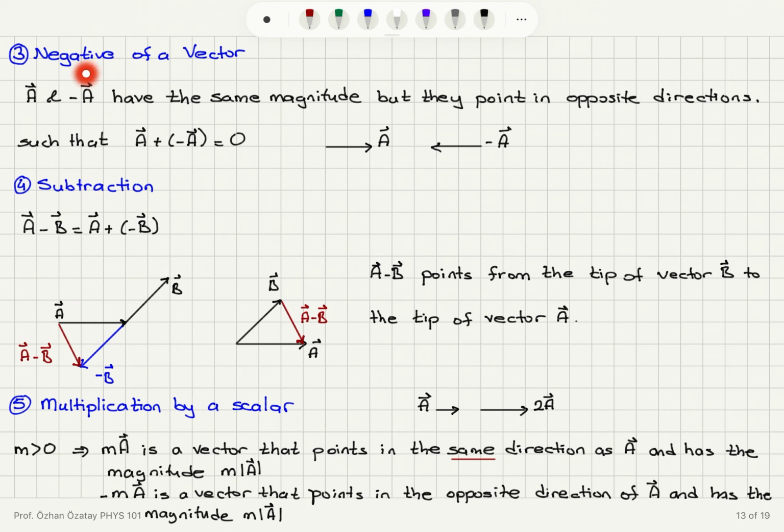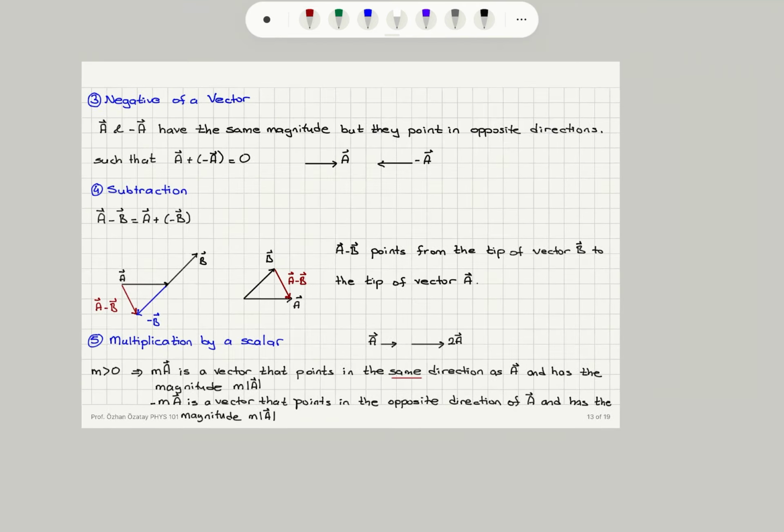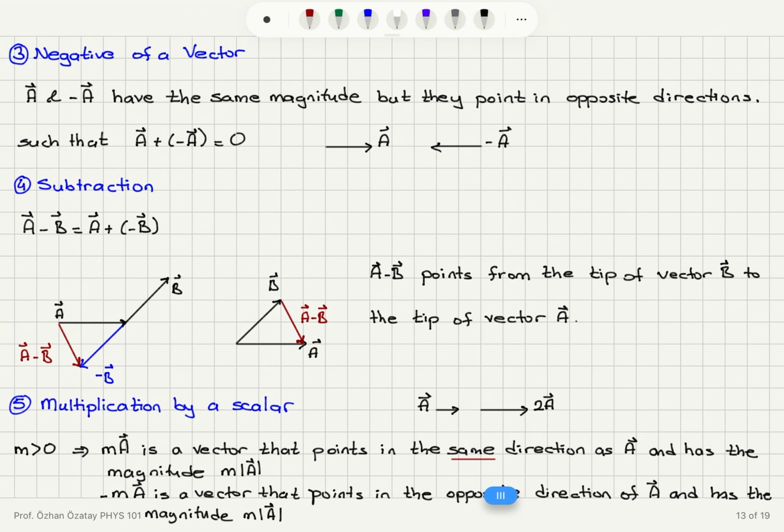Now, when we say we have the negative of a vector, so that's if you have vector A and minus vector A, that means that these two vectors will have the same magnitude, but they point in opposite directions. So if this is our vector A, minus A vector has exactly the same magnitude, but points in the opposite direction. So when we add vector A with vector minus A, we should get 0. Subtraction.